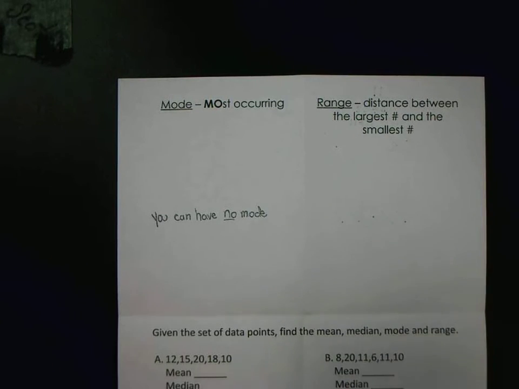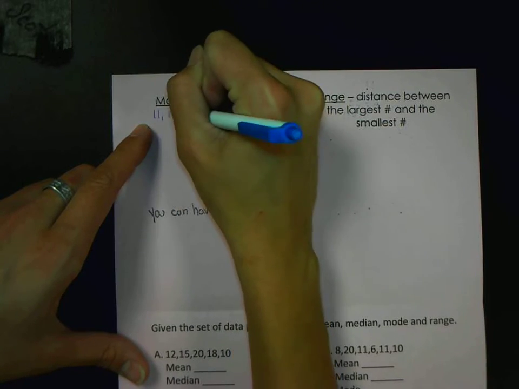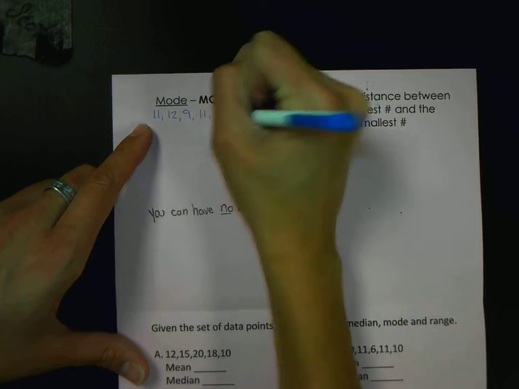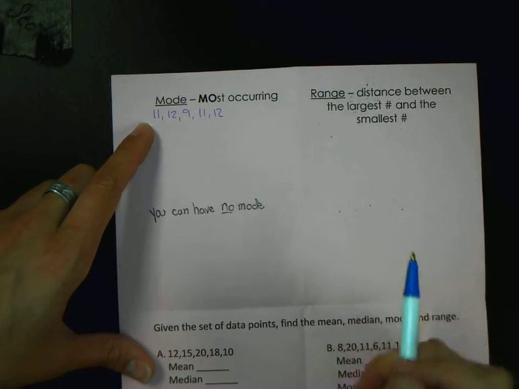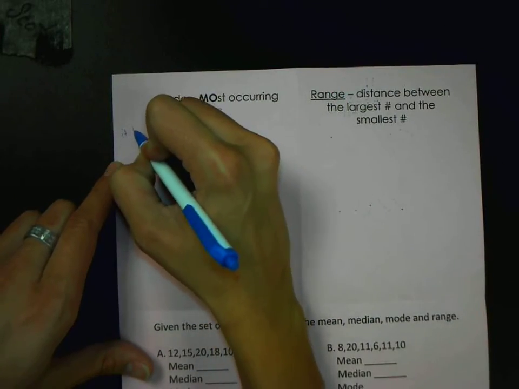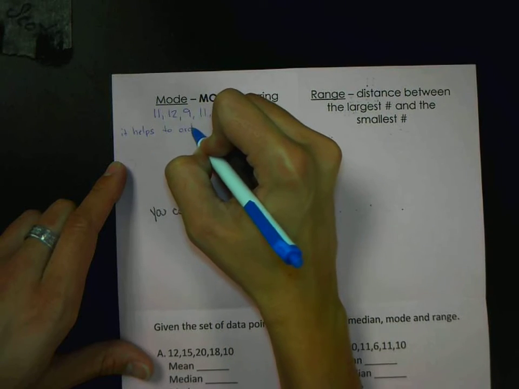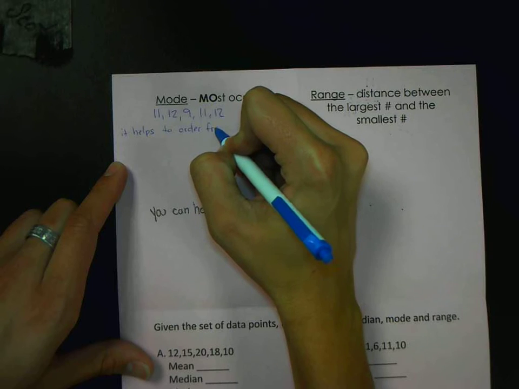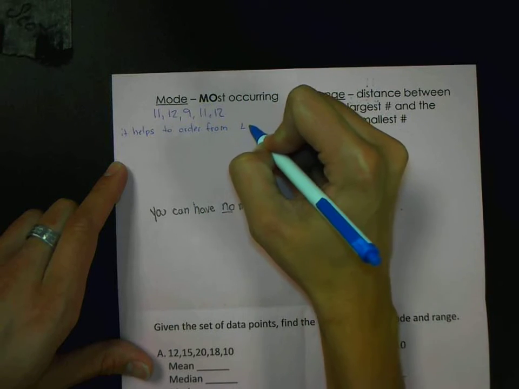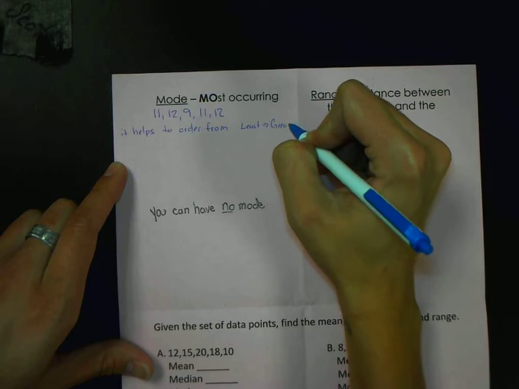Okay, it does help to order from least to greatest, so then you can easily see that mode. So again, we have 9, 11, 11, 12, 12.